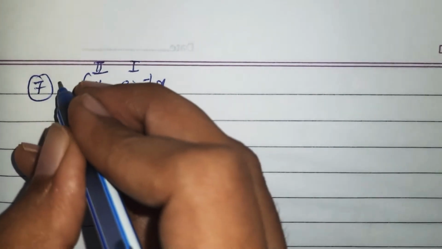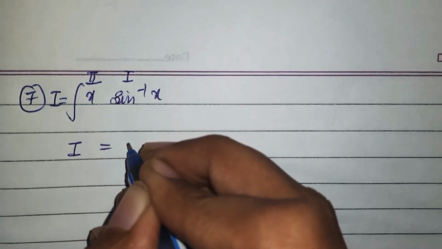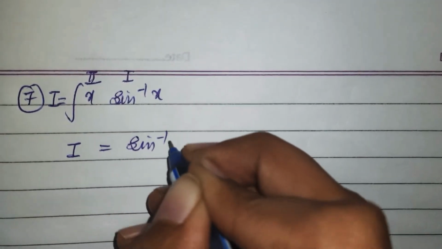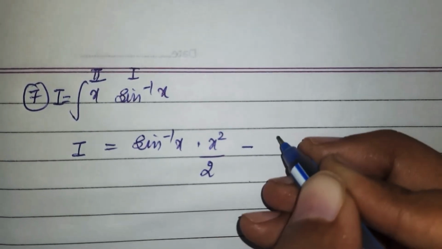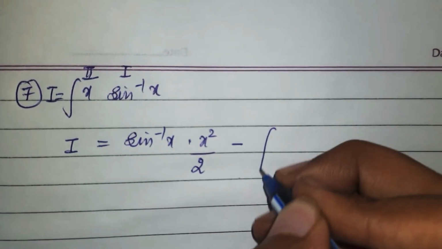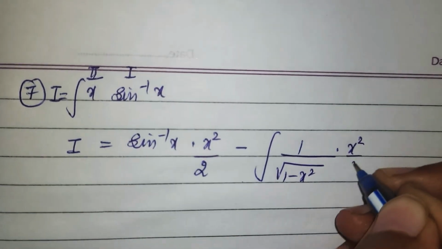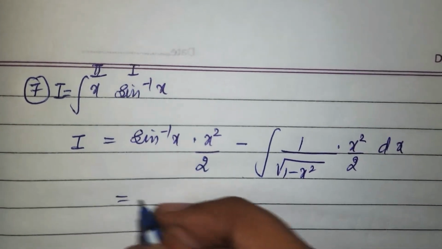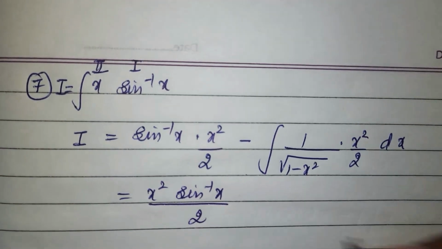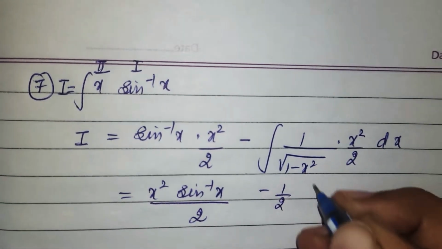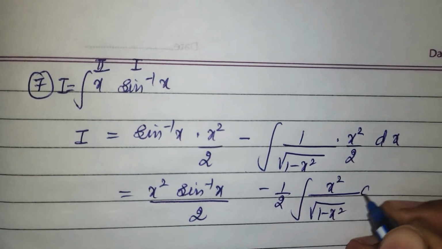If I want to calculate, let's suppose this is I. So I is equivalent to first function sine inverse x, integration of second function x square by 2, minus differentiation of sine inverse x, which is 1 upon under root 1 minus x square, into x square by 2 dx. So I am getting x square sine inverse x by 2, and here I am getting minus 1 by 2 x square under root 1 minus x square dx.